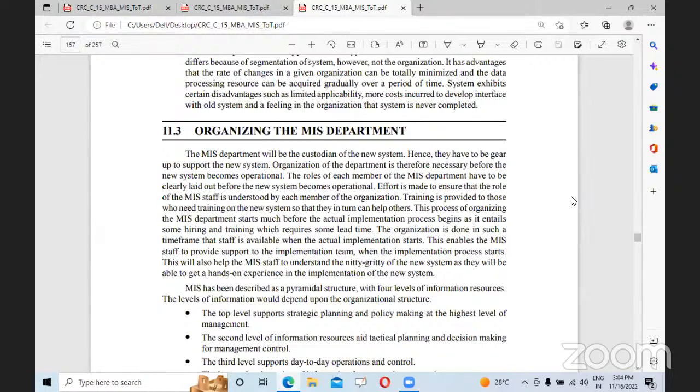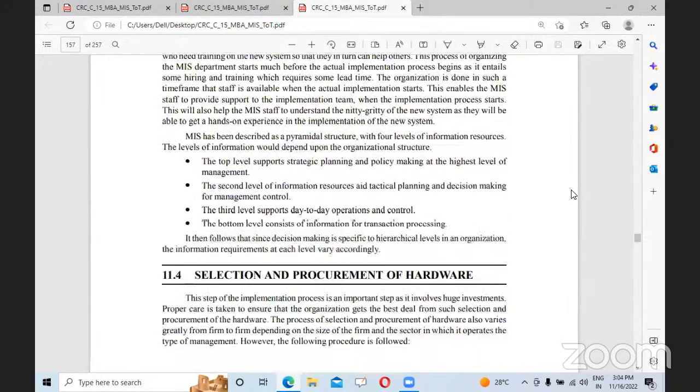Training is provided to those who need training on the new system so that they can be ready when implementation starts. This enables the MIS staff to provide support to the implementation team when the implementation process starts. This will also help the MIS staff to understand the nitty-gritty of the new system, and they will be able to get hands-on experience in the implementation of the new system.